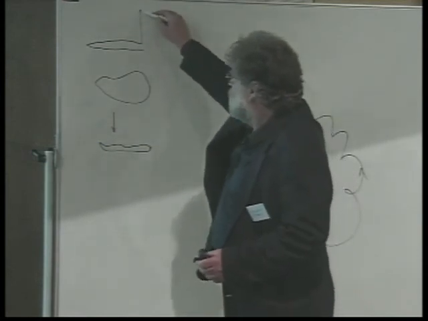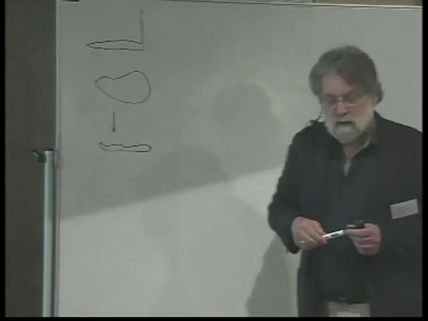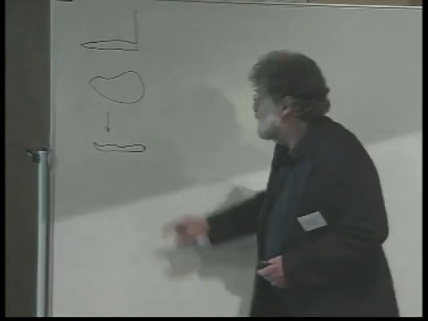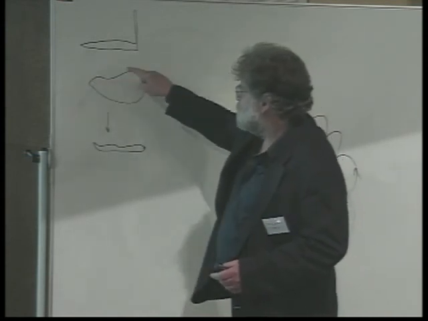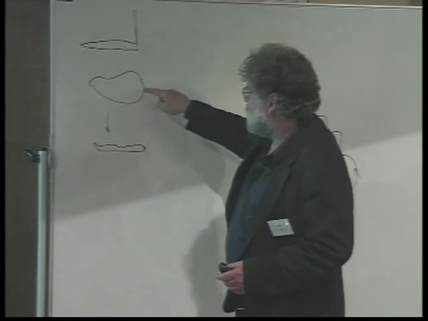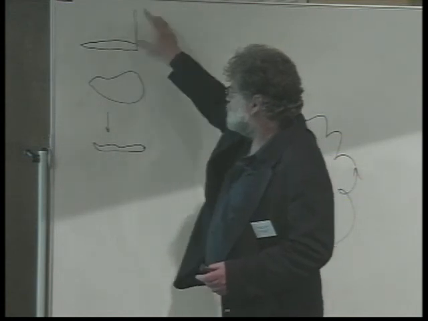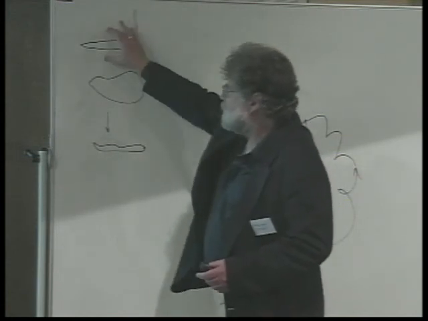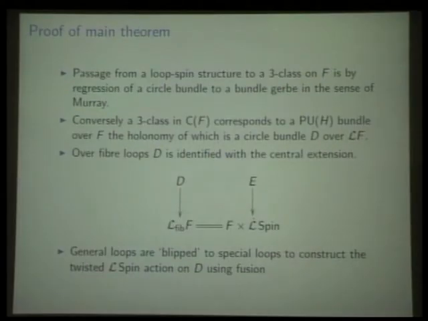Then you have to put in a loop in the fiber to correct, to get back the loop. So what you're really doing is comparing this loop to the two covariant constant paths that start at the initial point and go around to the middle point. And then this loop is the loop in the fiber that comes back at the end to do it. So this is a well-defined map from here into here. This is the blip construction.